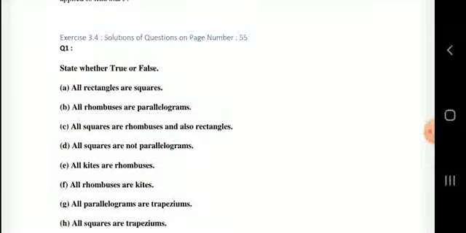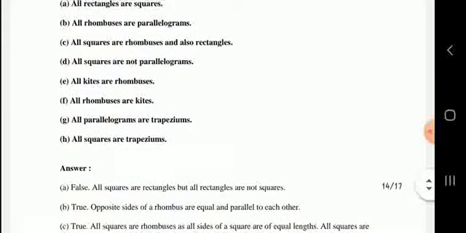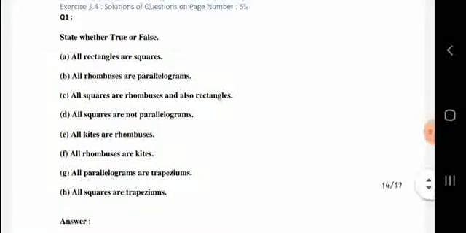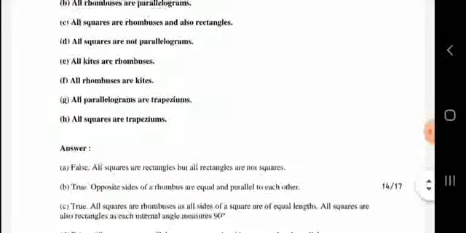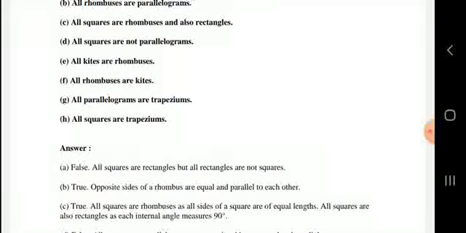Next, let us see whether the statement is true or false. All rectangles are squares. So it is false. All squares are rectangles, but all rectangles are not squares because the rectangle will be a different shape. Next, all rhombuses are parallelograms. It is true. Opposite sides of the rhombus will be equal to each other and parallel to each other.